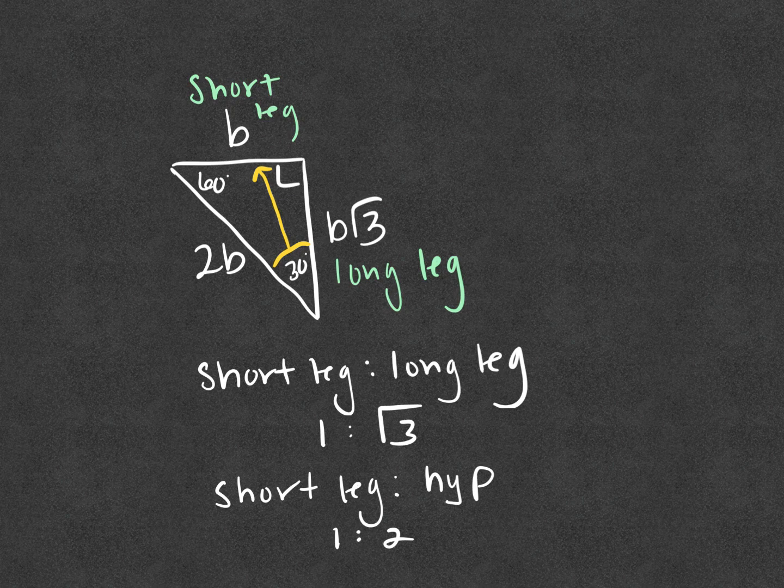If you prefer to use the ratios in the similar triangles, they're down here. Short leg to long leg is 1 to root 3. Short leg to hypotenuse is 1 to 2. We usually always go through the short leg. If you wanted to do long leg to hypotenuse, you could. That'd be root 3 to 2. But that just doesn't happen quite as often.